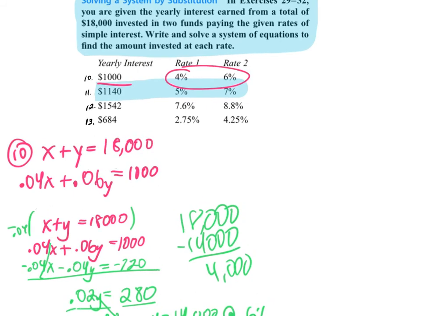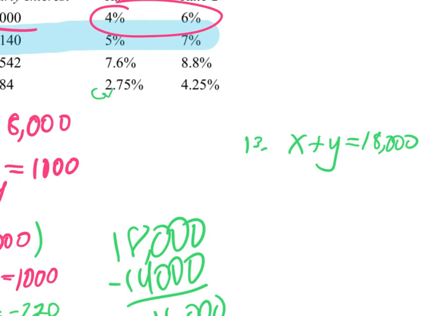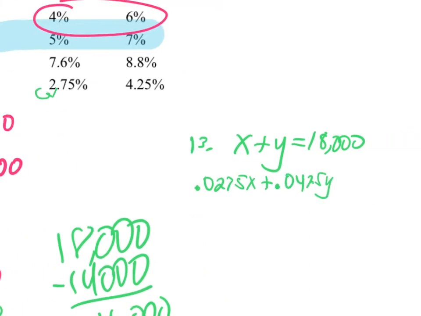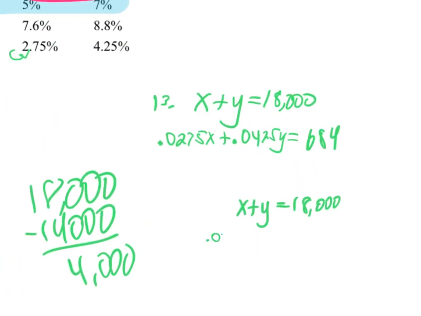I'll do number 13 since that's decimal points, so you guys can see that. But again, our two funds are X plus Y equals 18,000. And in this case, you have to move your percentages over two decimal places. So I'm just going to say 0.0275x plus 0.0425y equals, the interest was $684. So X plus Y equals 18,000. 0.0275x plus 0.0425y equals 684.